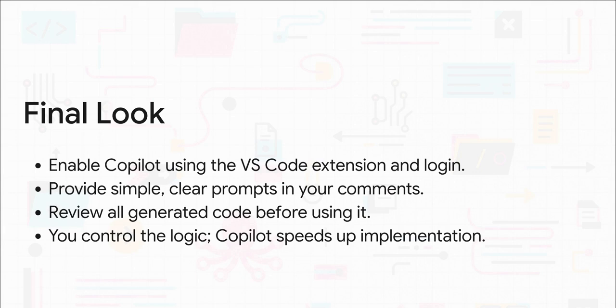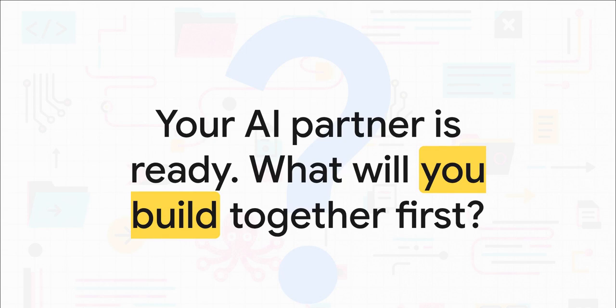You have to tell it what to do with really clear notes. And 3. The most important rule of all, always, always, always check the code it writes for you. Remember, you're the captain of the team. Your amazing AI partner is awake, and it's waiting for its very first mission from you, the boss.